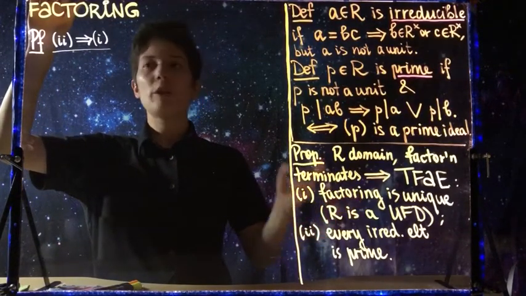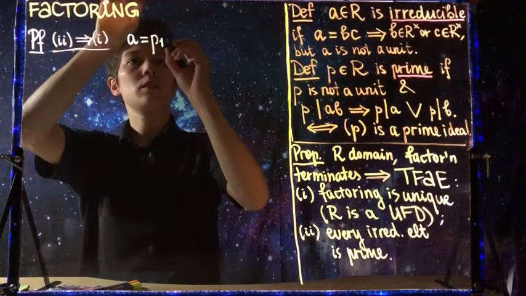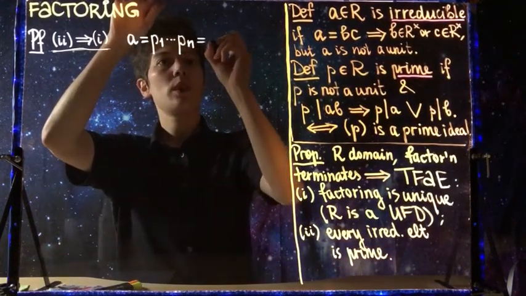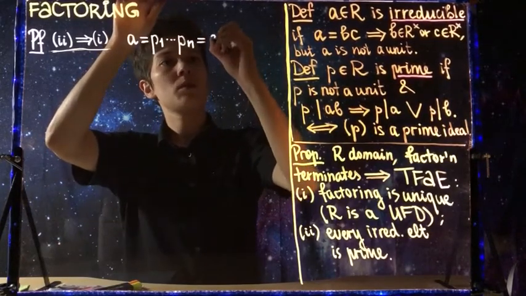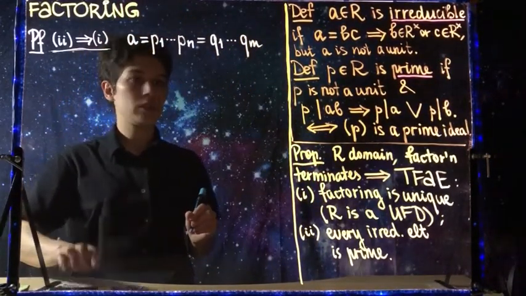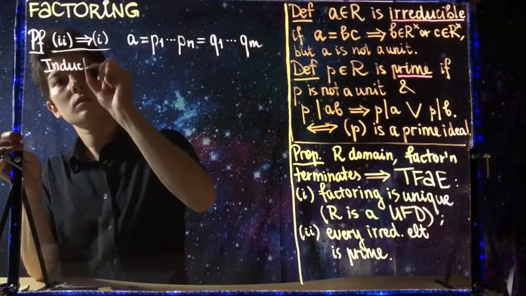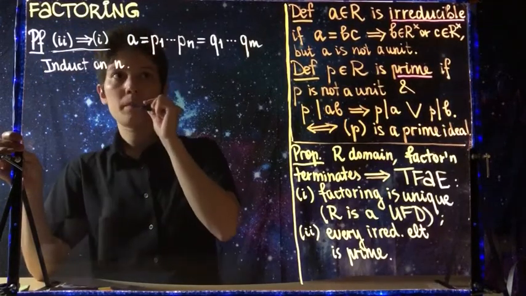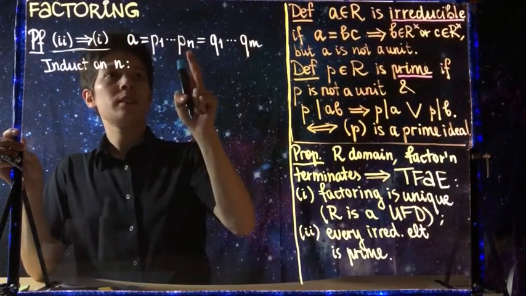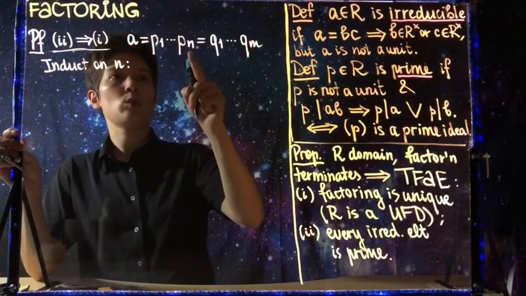To check that the factoring is unique, we assume that we have an element A which admits two factorings into irreducibles, or equivalently into prime elements by assumption: P1 through Pn is equal to the product of Q1 through Qm. And now let us prove it by induction on, for example, m. It will be a descending induction, so we will get rid of the factor Pn and then work our way down to P1.